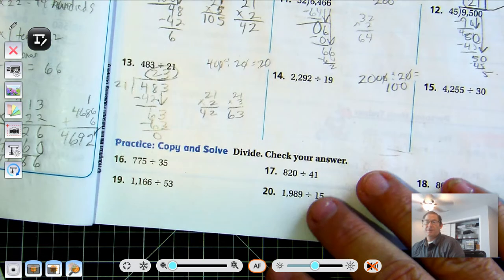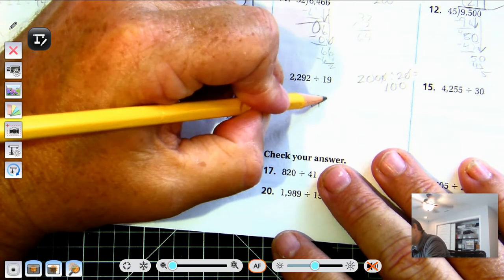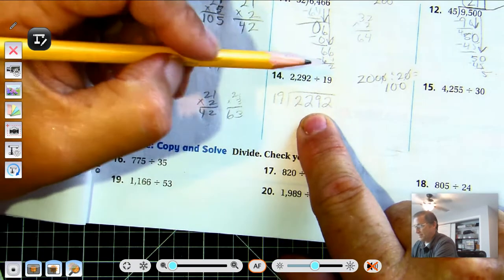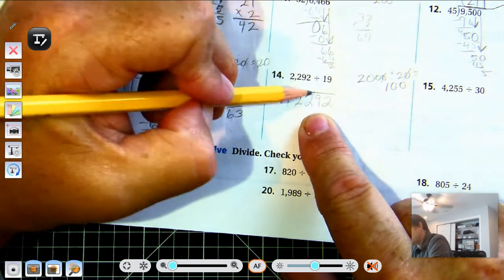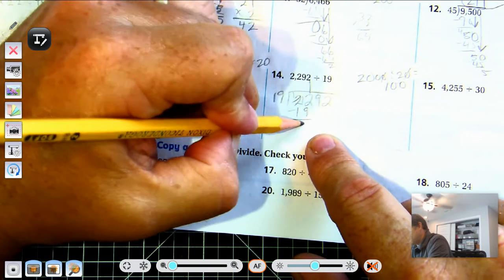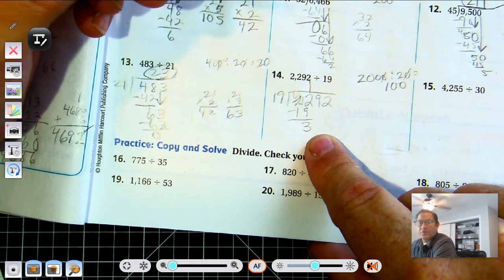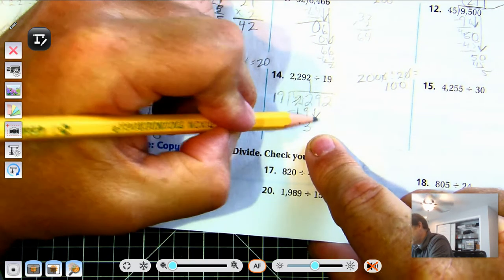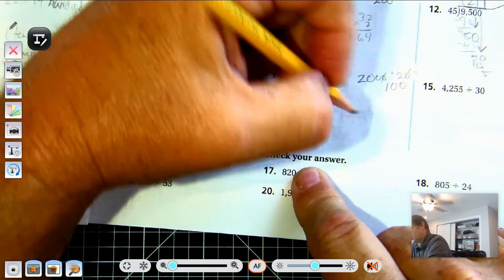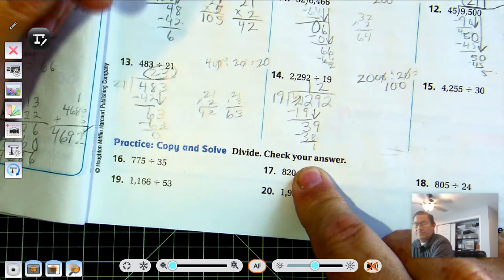All right, so we expect our answer to be about 100. All right, so how many 19s can we take from 22 hundreds? Just one. That leaves us 3 hundreds. We'll trade that for 30 tens and bring down the 9 tens. 19 times 2, 19 plus 19 is 38. Subtract, we're left with 110.